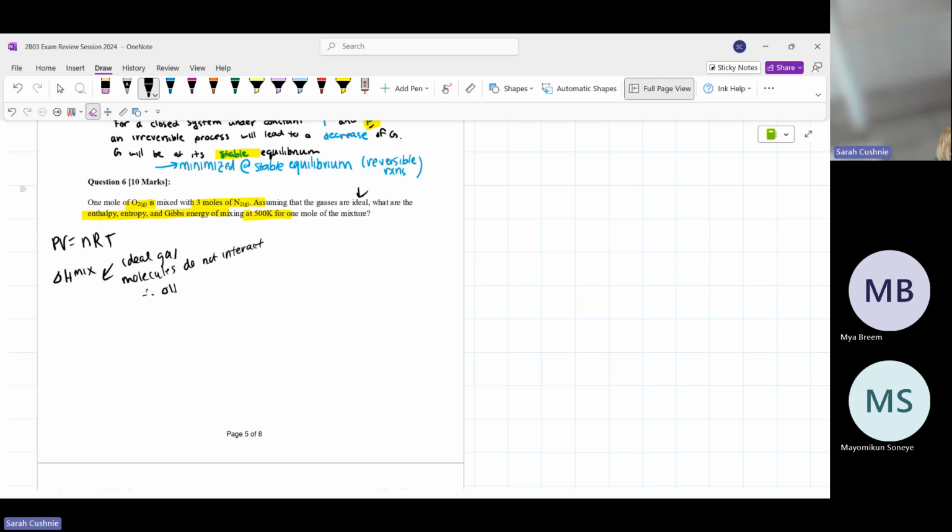Therefore, there's not going to be any sort of bonding that's changing or bond energies that are going on, no sort of heat that's being released. So delta H mix is going to be equal to 0.